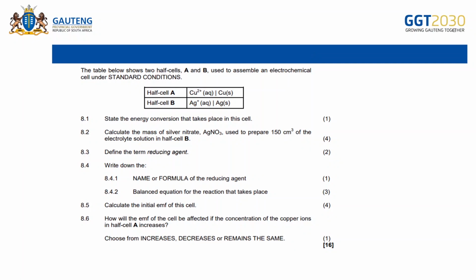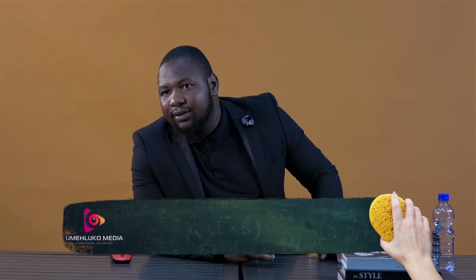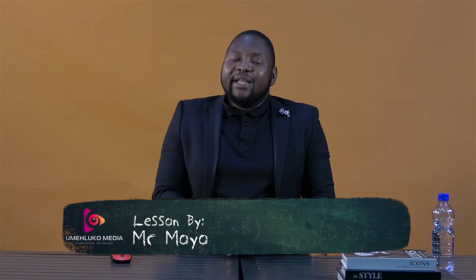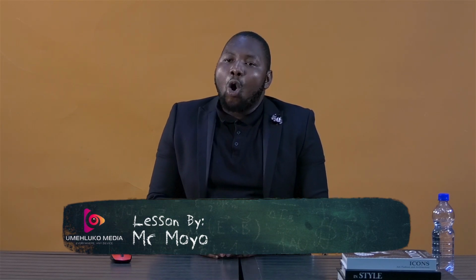Number 8.3, the question is, define the term reducing agent. I did tell you that you need your exam guideline in order to do this question. What is a reducing agent? Where do we find the reducing agent? I'm trying to give you ideas of how you can remember the definition. We find the reducing agent under oxidation. So, it is the substance that is being oxidized. That's how we defined it. So, a reducing agent is a substance that is being oxidized.